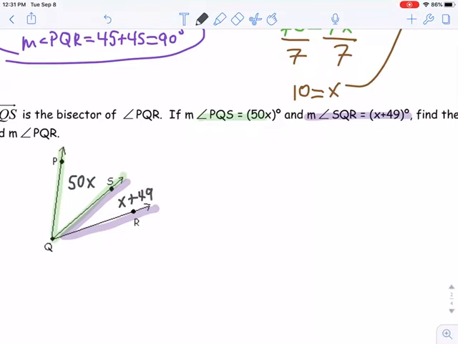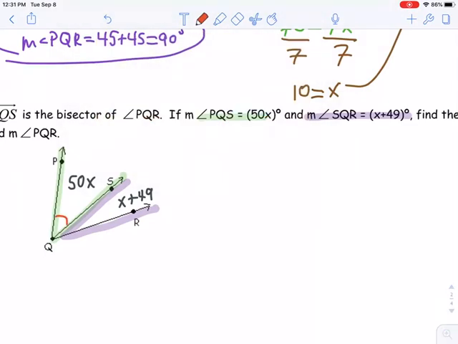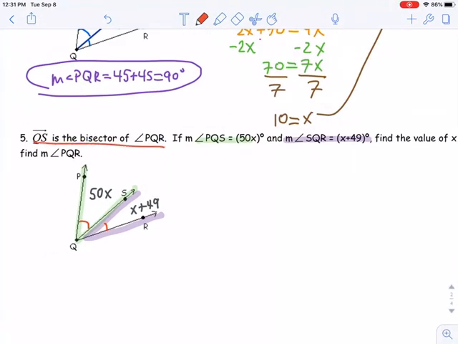Gives me both halves. In fact, I probably should have drew arcs, because QS is the bisector of PQR. So 50x equals x plus 49. Subtract x from both sides. 49x equals 49. Divide both sides by 49. And x equals 1.